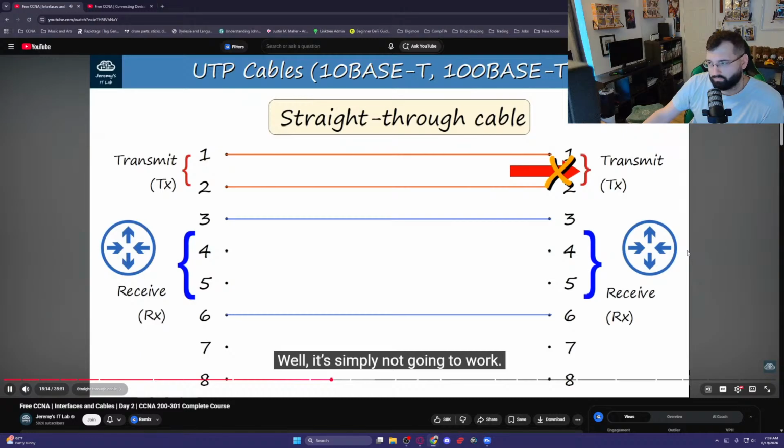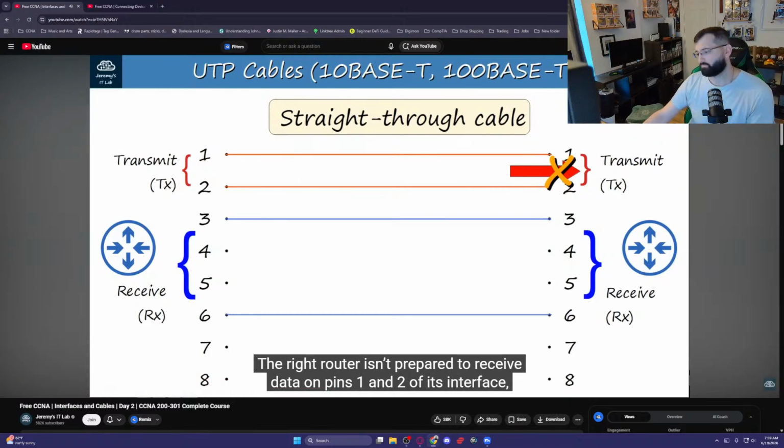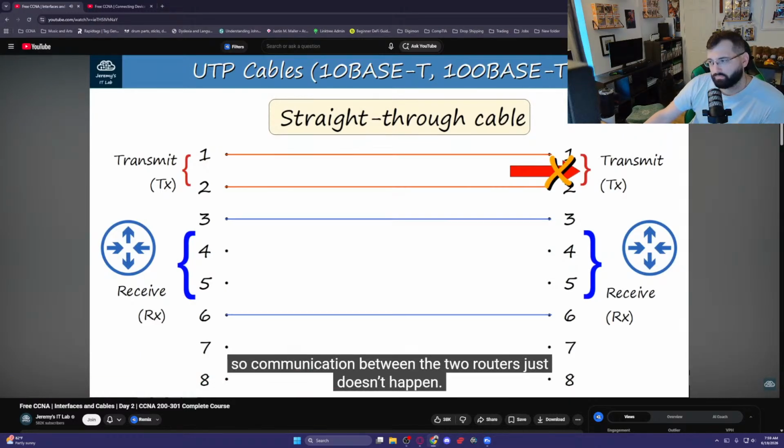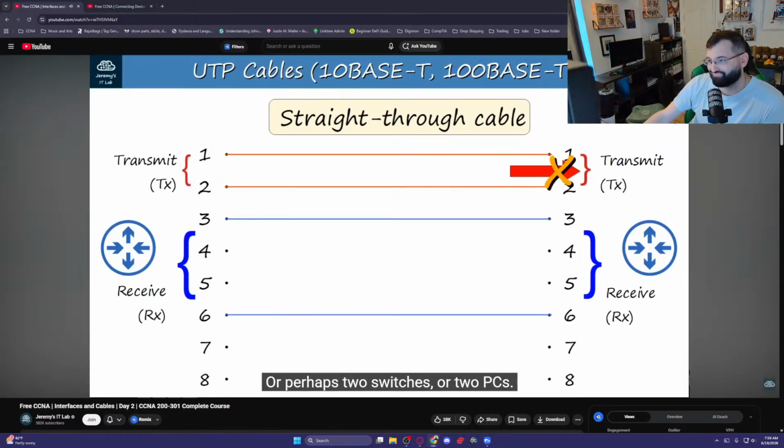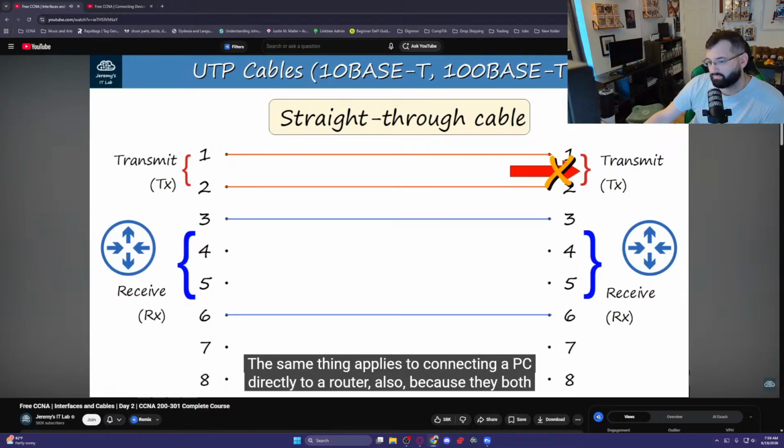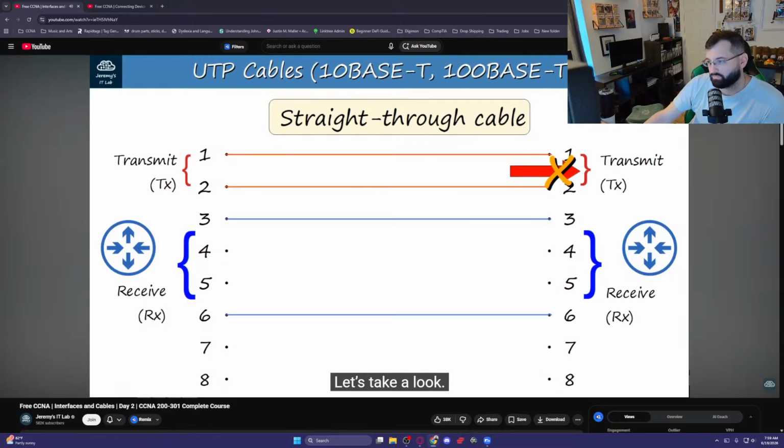Well, it's simply not going to work. The right router isn't prepared to receive data on pins 1 and 2 of its interface, so communication between the 2 routers just doesn't happen. So how can we successfully connect 2 routers together? Or perhaps 2 switches or 2 PCs? The same thing applies to connecting a PC directly to a router also, because they both transmit data on pins 1 and 2 and receive data on pins 3 and 6. Let's take a look.